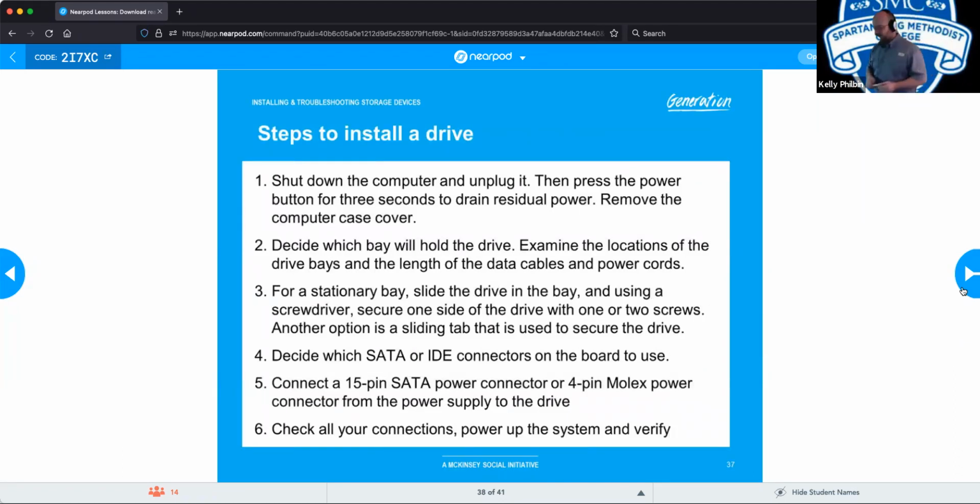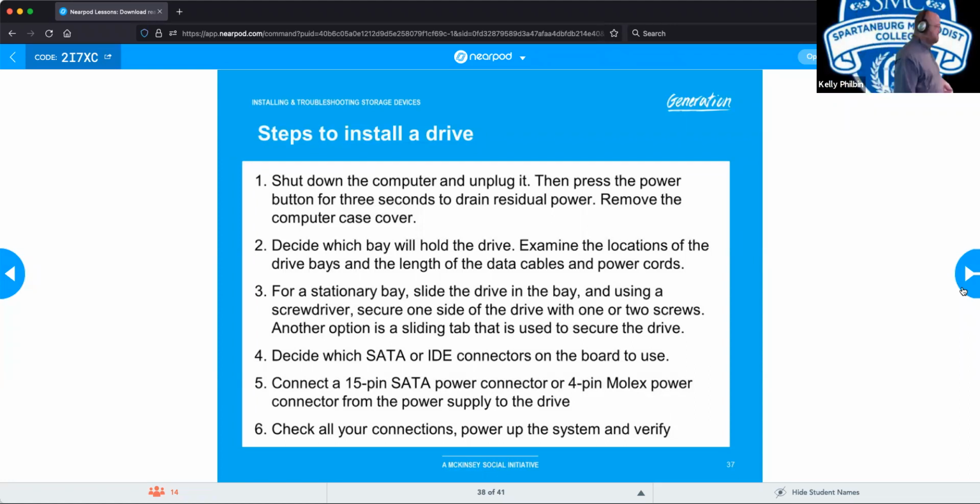These steps should be becoming pretty familiar as we move through a lot of these technical sessions. So we're going to go through them pretty quick. Steps to installing a hard drive. First step, always the same. Power it down, unplug it, press the power button and hold it for 5 seconds to disperse the residual charge in the capacitors. Remove the computer case.